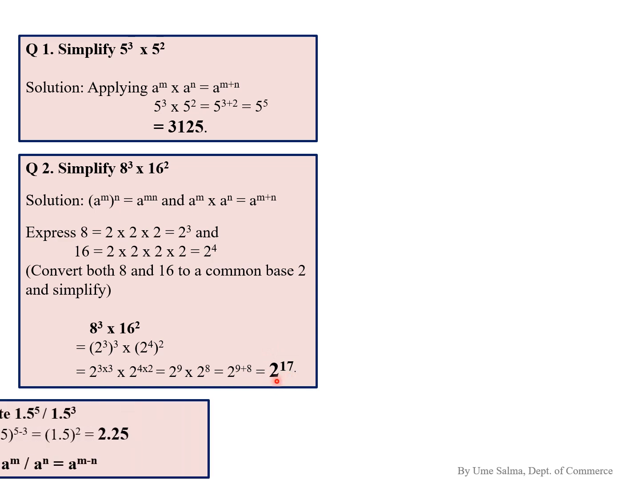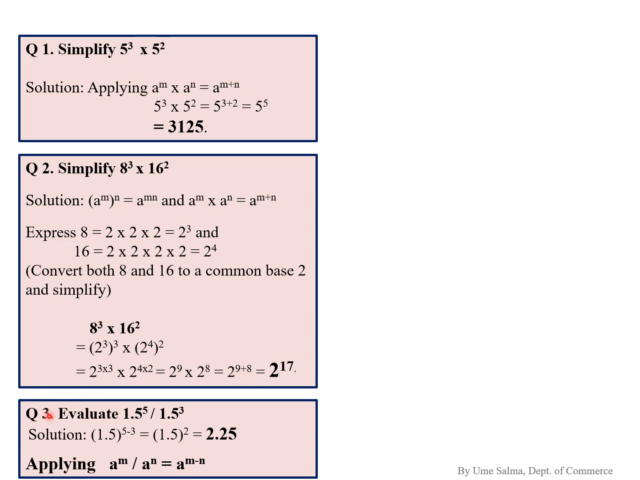Moving on to the next problem. Here, evaluate 1.5 to the power 5 divided by 1.5 to the power 3. Now this has a division symbol. That means this is the division or quotient law. As per the law, we have the same base, so no need to worry about the base. Now you can directly take m minus n, that is you are going to deduct the two exponents 5 and 3. So you will land up with 1.5 to the power of 2, which can be further written as 2.25.